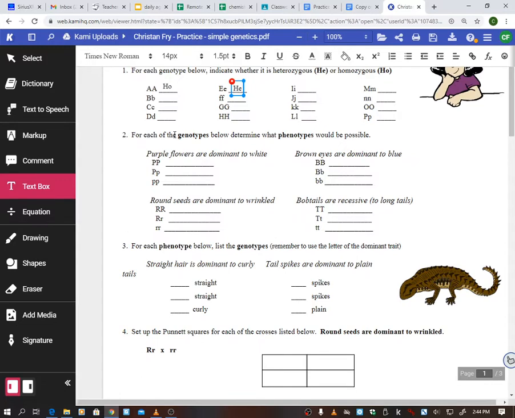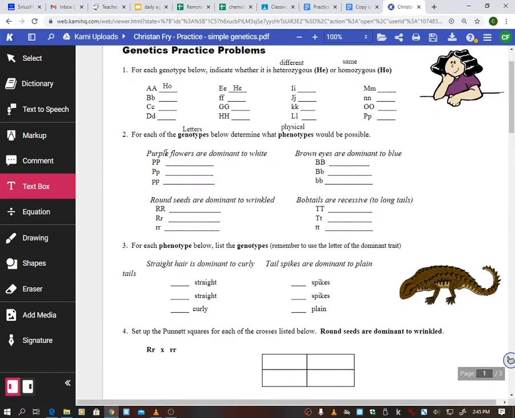Number two, it says for each of the genotypes below, determine what phenotype would possibly be. Now genotypes are, we learned with the dragons, the letters that we assign. So like the P's or the R's or B or T, and it doesn't matter what letter we use. The phenotypes are what I call physical. So I think of pH and pH, phenotype physical. So all I'm doing is determining what is the physical. Is it going to be a purple flower or is it going to be a white flower?